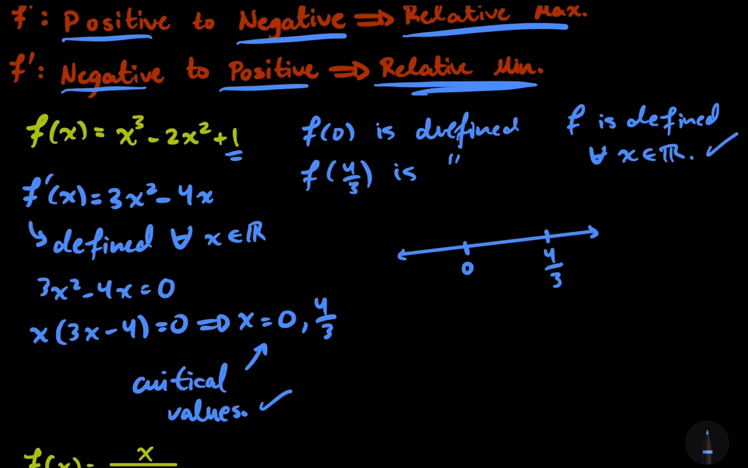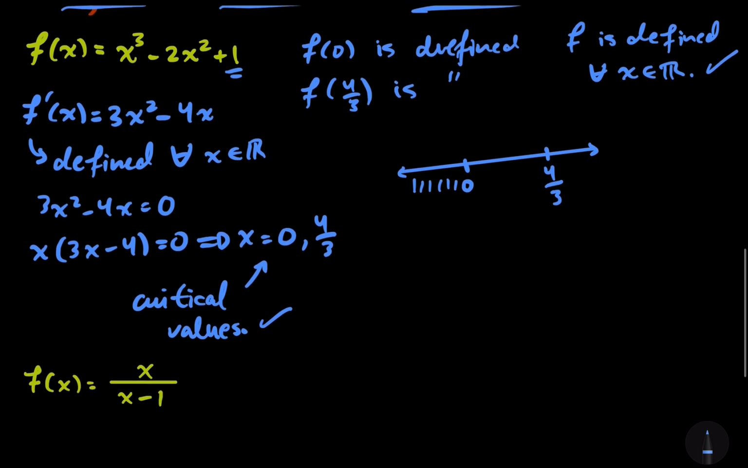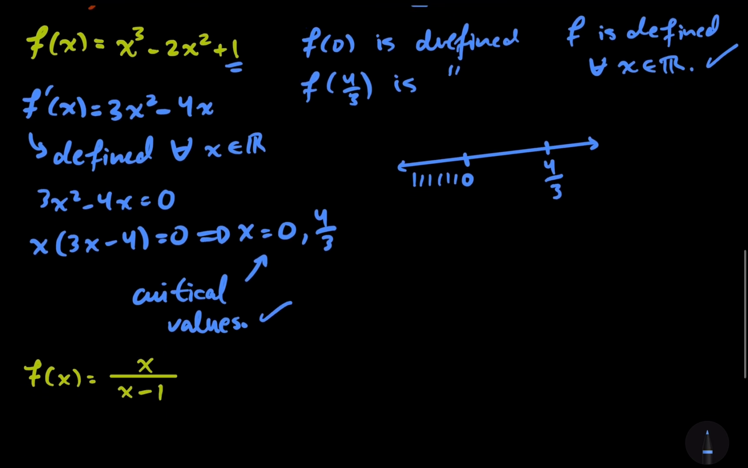And what we can do is we can take any value that's less than 0, any value within this region, and input that into f prime and see whether f prime is positive or negative, and it will hold true for the entire region. So let's go ahead and do that. Let's take maybe -1. So let's take f prime of -1.